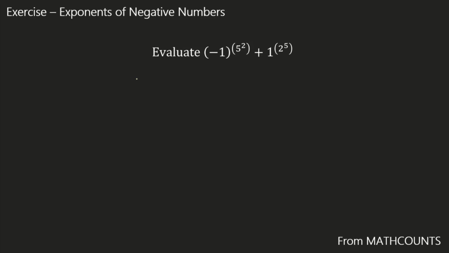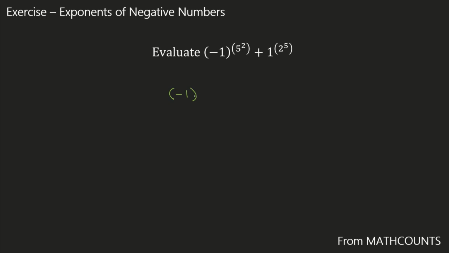Let's look at our first exercise problem. Evaluate the expression negative 1 raised to the power of 5 squared plus 1 raised to the power of 2 to the fifth. So the challenge in this problem is that the exponents themselves are exponents. So let's first simplify the exponents. In this one here, we have 5 squared. That is 2 fives multiplied together, which is 25. So let's simplify this one.